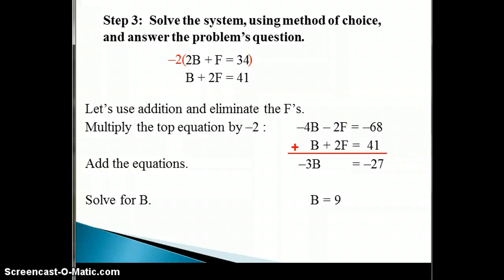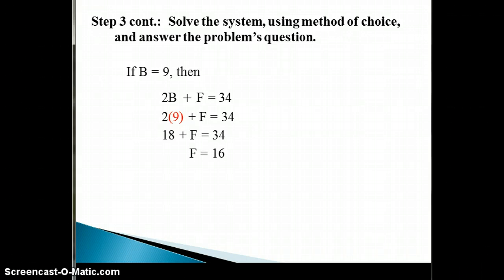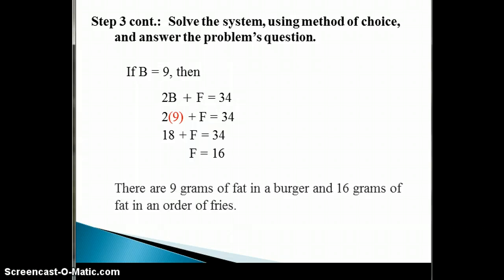So now we just need to find f. And if b is 9, then we can substitute 9 in place of b in either of the original equations. If we use this first equation, we get 2 times 9 plus f equals 34. And solving for f, we get f equals 16. Thus, there are 9 grams of fat in a burger and 16 grams of fat in an order of fries.